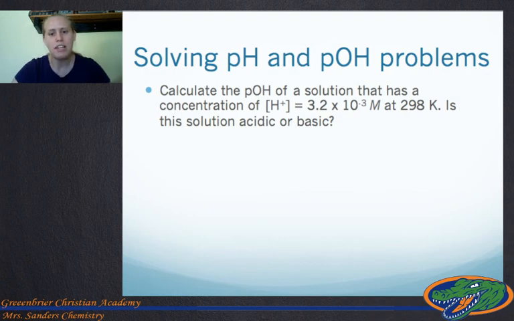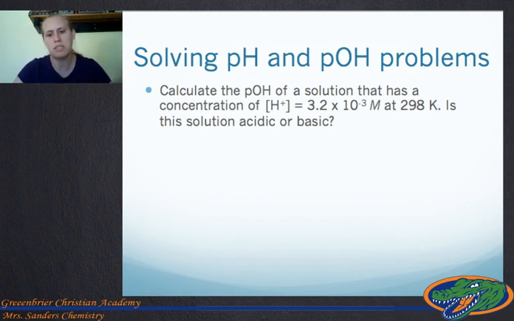Here's another one. Calculate the pOH of a solution that has an H plus concentration of 3.2 times 10 to the negative 3 molar at 298 Kelvin. Is the solution acidic or basic? So here we are given a multi-step problem. Notice that they want the pOH, but they gave you the hydrogen concentration. So it would be wrong to type in the negative log of 3.2 times 10 to the negative 3 and expect that to be your pOH value, because that would be your pH value.